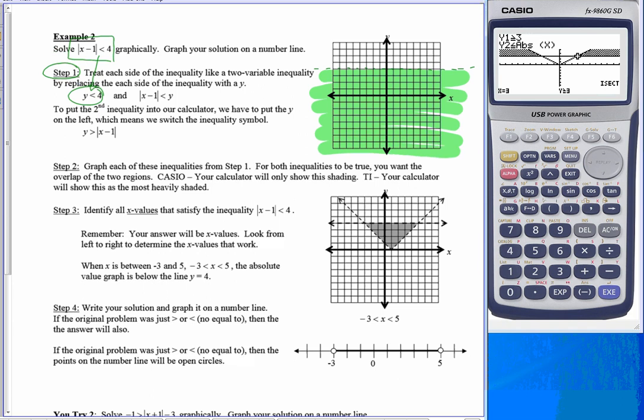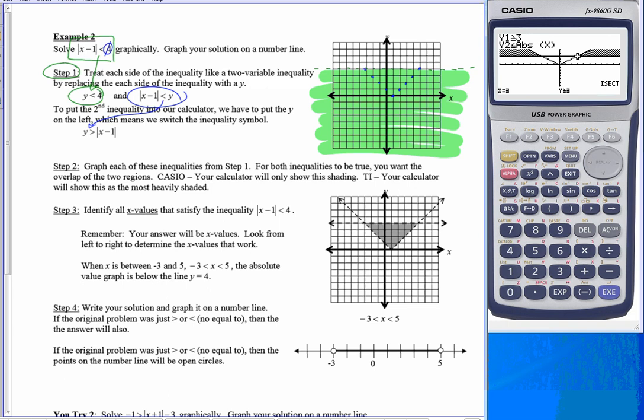My next line, I replace the 4 with a y, and I have the absolute value is less than y, which if I want to rewrite with the absolute value on the right side and the y on the left side, I have to reverse the inequality. So this is a V shape that's been moved 1 to the right. It has a slope of 1. So I'm going to plot that line.